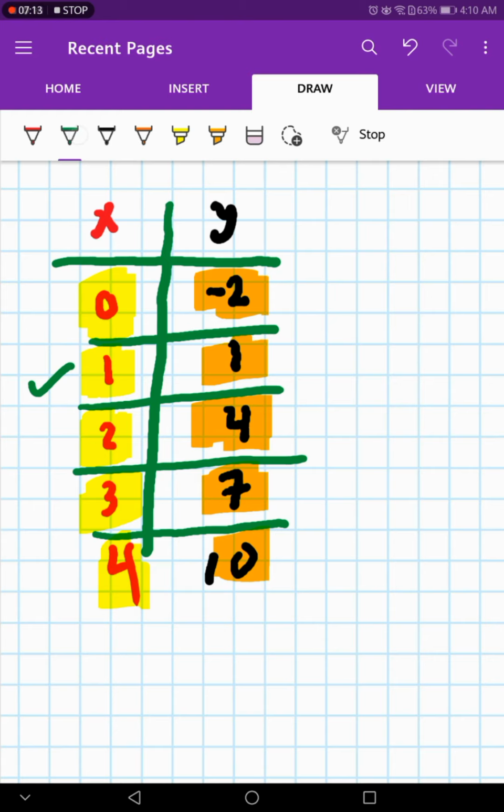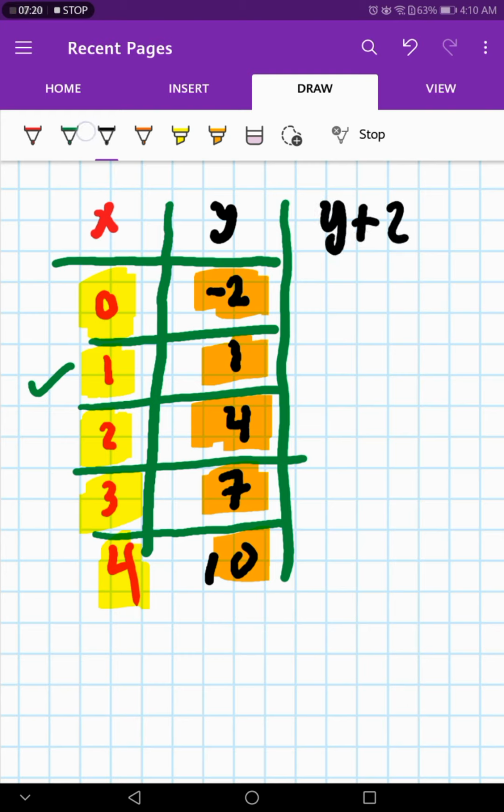So I will find y plus 2 here, my dear student, to make your life easier. So what is the value of y now? Yes, actually -2 plus 2 equals 0, and 1 plus 2 equals 3, and 4 plus 2 equals 6, and 7 plus 2 equals 9, and 10 plus 2 equals 12.